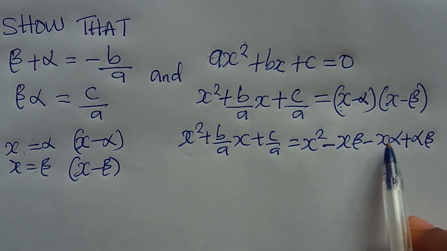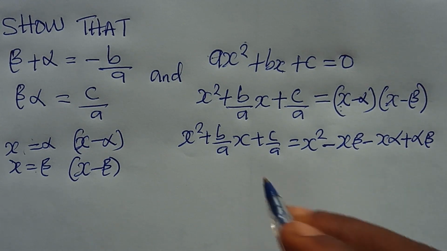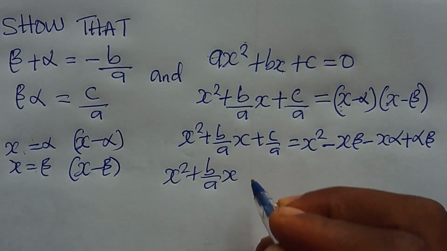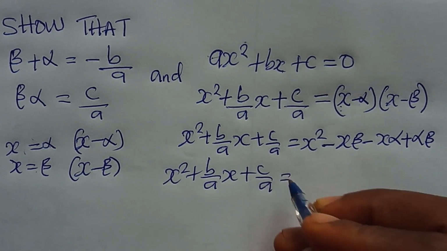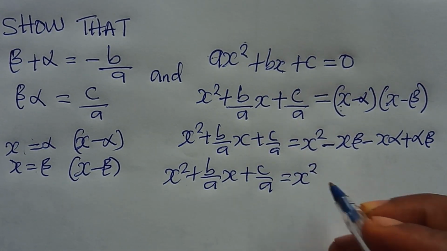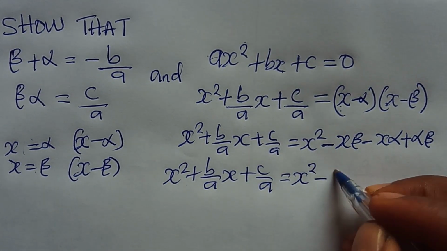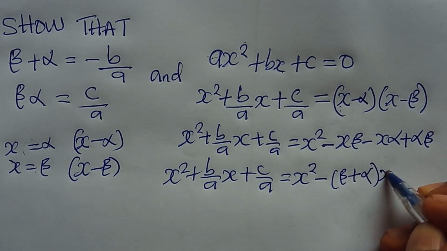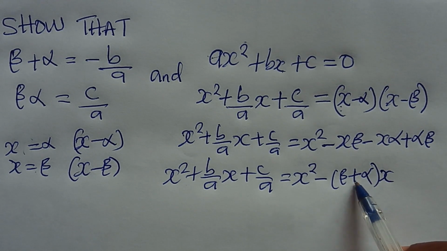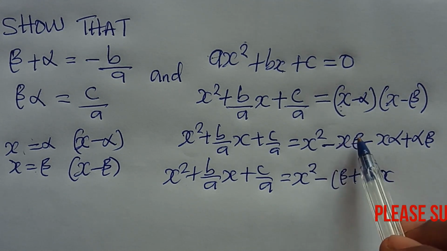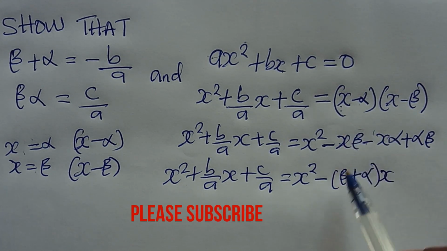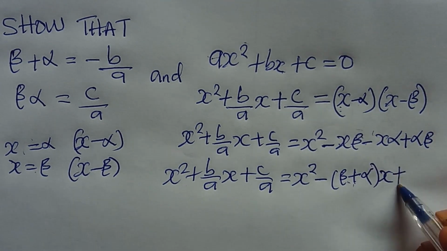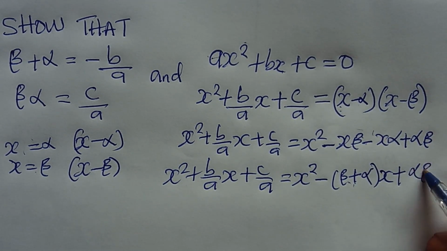Since these two have x, we can factorize them. So we have x squared plus b all over a x plus c all over a is equal to x squared, then minus, I will have beta plus alpha into x. It's going to be positive because negative will be positive, so that when you open this bracket, you can go back to this step, then plus alpha beta.